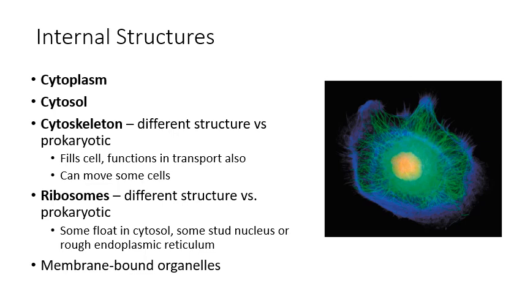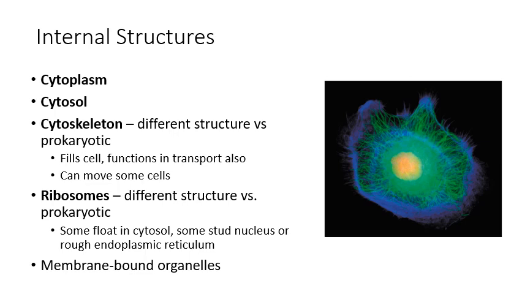Next, we have the internal structures of eukaryotes. So first, some structures that are basically the same as what you have in prokaryotic cells. So you have the cytoplasm. The difference there is that in eukaryotes, the cytoplasm does not include the nucleus. So it's everything inside of the cell except for the nucleus. You also have the cytosol, which is just the same. It's the water inside the cell and everything that is dissolved inside of it.